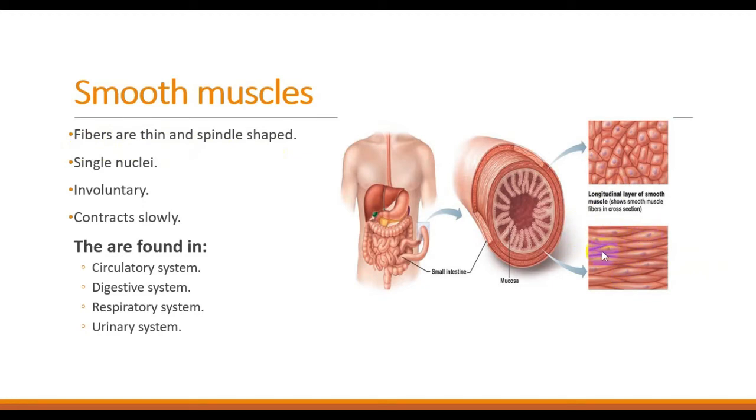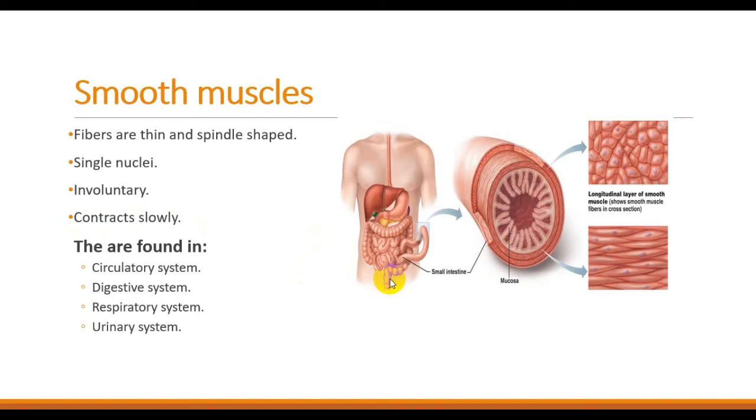As you can see, in each cell there is only one nucleus. They are involuntary. It means we cannot control that kind of muscles. Like we cannot tell our stomach not to digest, or our intestine, we cannot prevent our intestine from absorbing food particles or materials which are required, and they are contracting slowly.